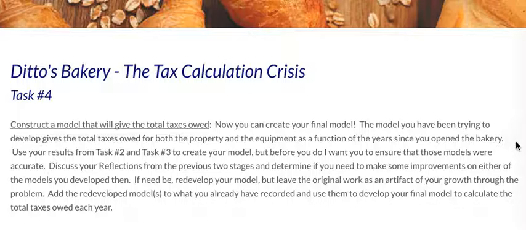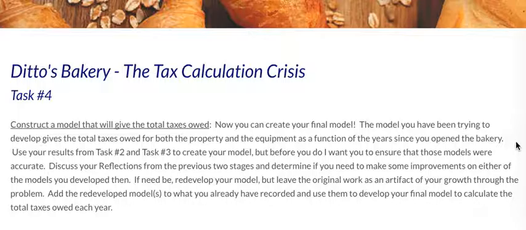So, the model we've been trying to develop gives the total taxes owed for both the property and the equipment as a function of the number of years since we opened the bakery. We're going to use our results from tasks 2 and 3 to create our model, but before you do, I want you to ensure that those models were accurate.